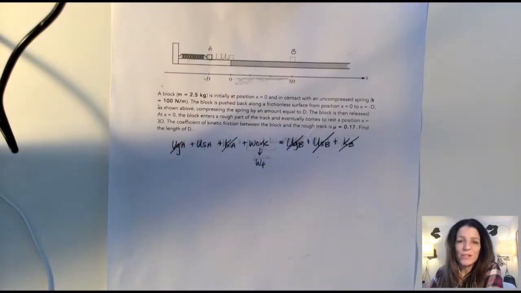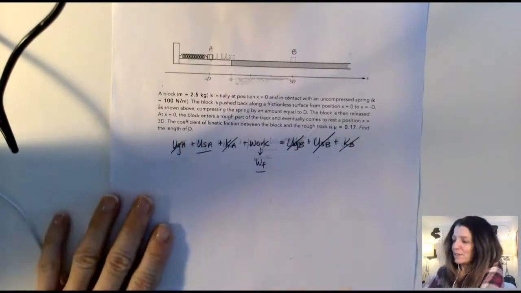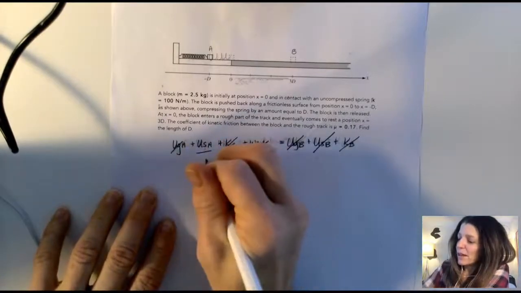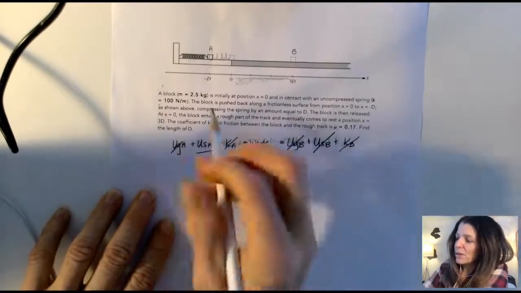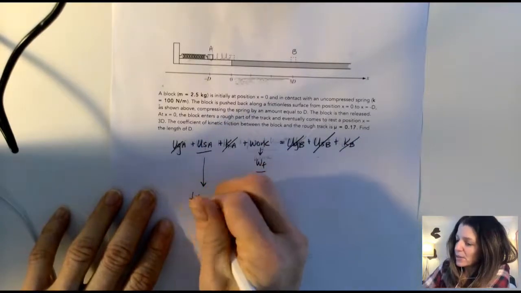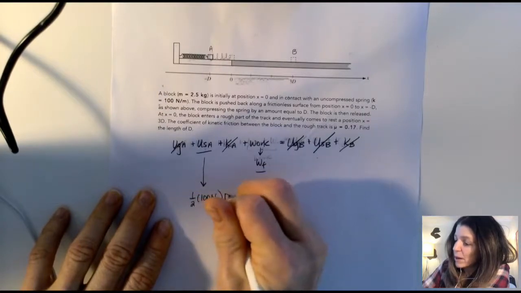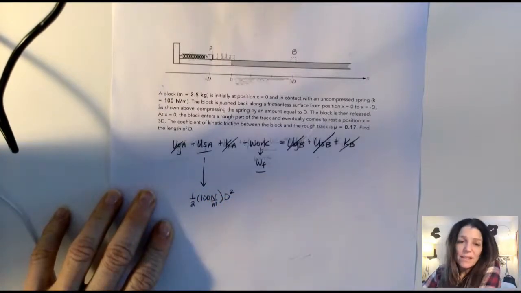So now we've pretty much solved the problem, right? We just have to put this in, set it equal to 0, and solve. So let's go ahead and do that. Use spring initially. Well, we know the k. That's going to be 1/2 times k, which is 100 newtons per meter, times d squared. And we don't know what d is, but that's all right. We can leave it there.